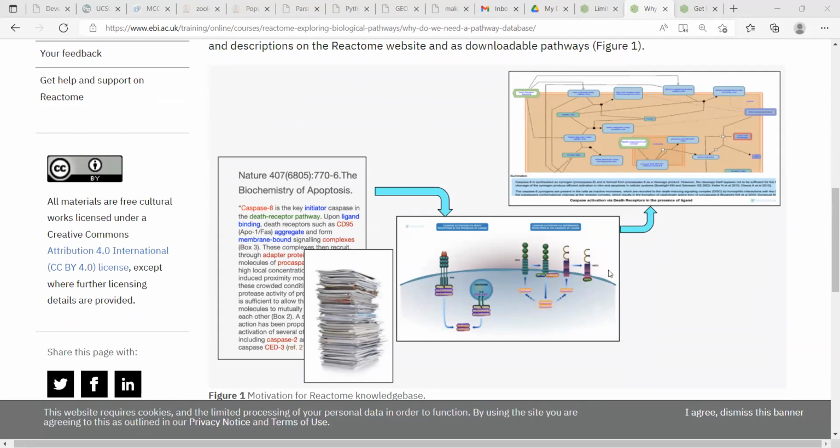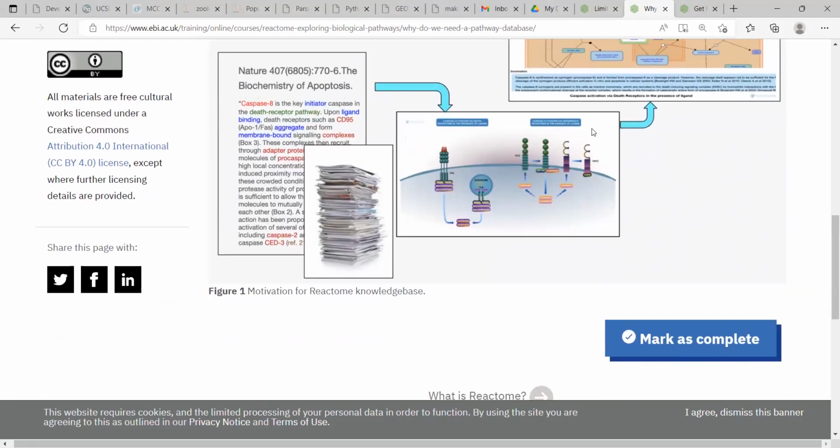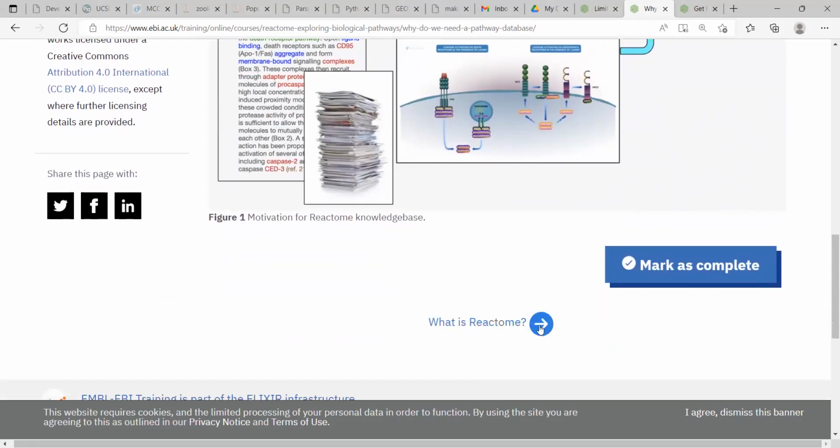So you can see that inside the cell in this diagram, it is showing that from these thousands of papers, scientists first develop this kind of pictorial views. You have seen this kind of cartoons in your textbooks also, and from those cartoons, scientists have developed this kind of pathway. That means how one protein is related to another protein. Which one is substrate? Which one is product? So this is the way the Reactome database has evolved.